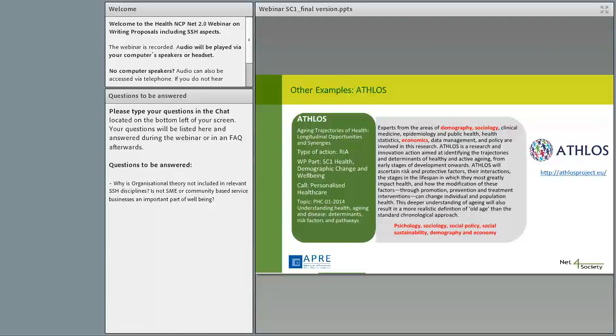Psychology, sociology, social policy, social sustainability, demography, and economy are the socioeconomic sciences and humanities disciplines identified for this project. And again, this project integrates both the medical and physical aspects together with the socioeconomic aspects. And it's a successful example because it's a project that has been funded by the European Commission.